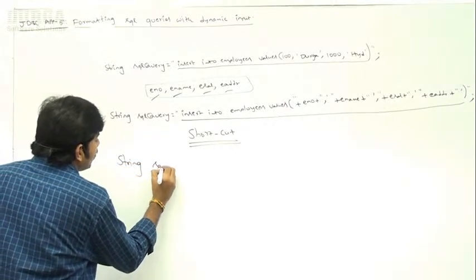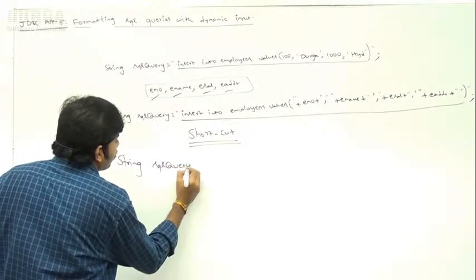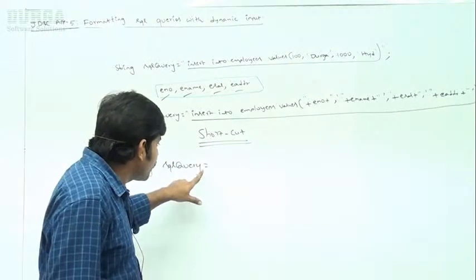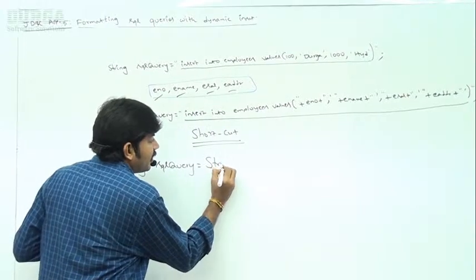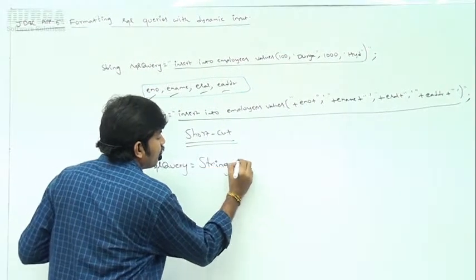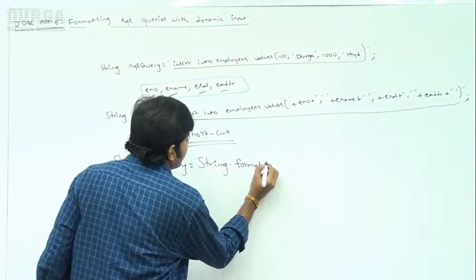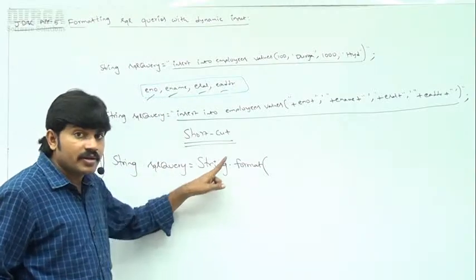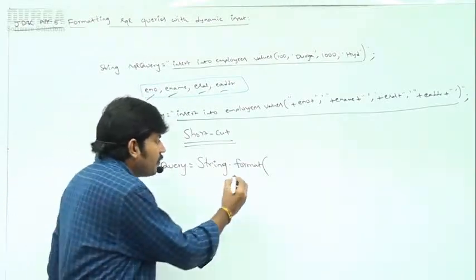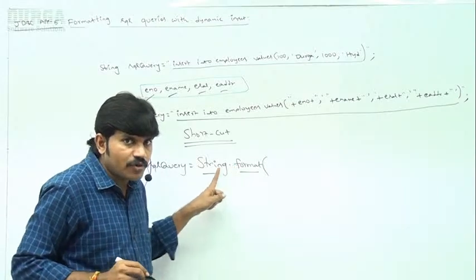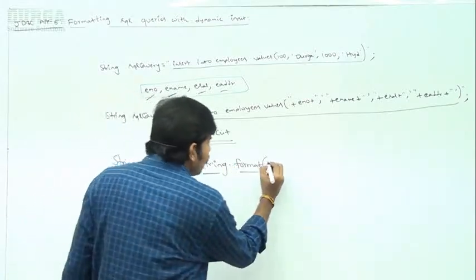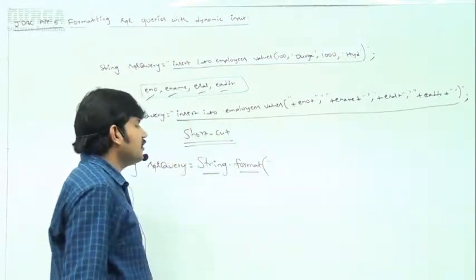String SQL query is equal to... Now the String class contains one beautiful method. What is the method, sir? Can you spell it out? String dot format method. Format is a static method present inside the String class. That's why I'm using the words String dot format. Sir, can you tell what our SQL query is?